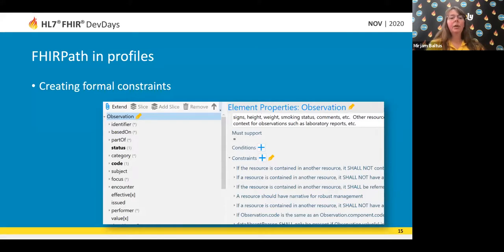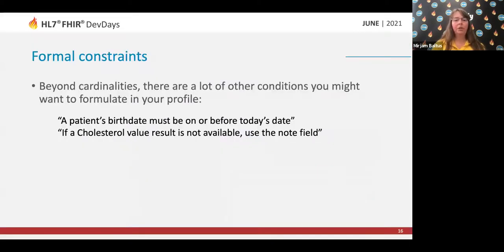Now let's take a look at some actual examples here. If you did my intro to profiling session, I have mentioned FHIRPath as being something that you can use for creating formal constraints. So I want to just run through a simple example here, and also show you what you can find in the FHIR specification, of course.